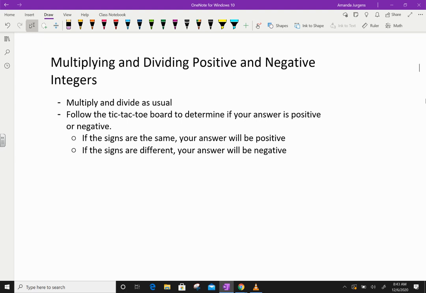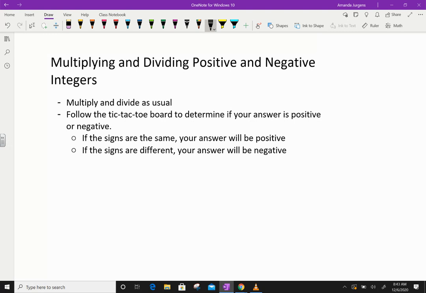Hi everyone, in this video we're going to review multiplying and dividing positive and negative integers. So first let's look at these rules. We always want to multiply and divide as usual. You're always going to do exactly what the problem says. If you're being told to multiply, multiply those numbers. And if you're being told to divide, then you want to divide those numbers.